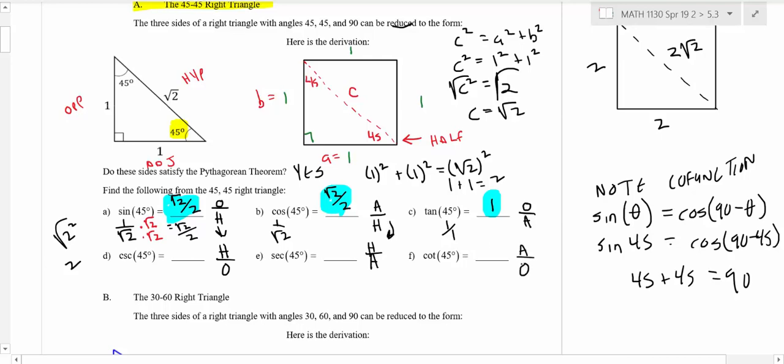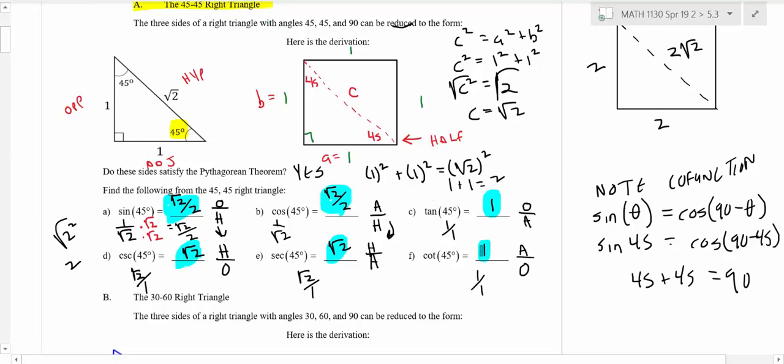All right. So what we would do on this is the cosecant would be hypotenuse over opposite. So that would be square root of 2 over 1. So that's just square root of 2. And you would get the same answer for the secant. The secant is hypotenuse over adjacent. So that would be square root of 2 over 1. So that would also be square root of 2. And then finally, the cotangent is adjacent over opposite. So that's 1 over 1. It's the reciprocal of the tangent, so you'd expect that to be 1.